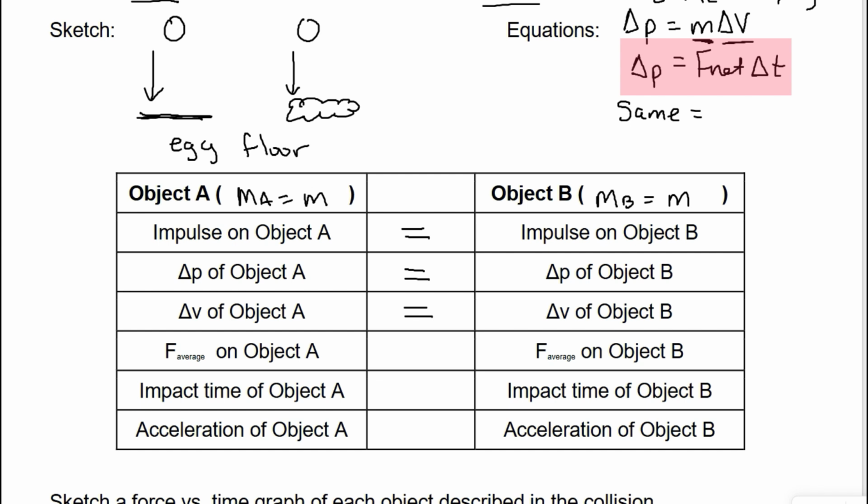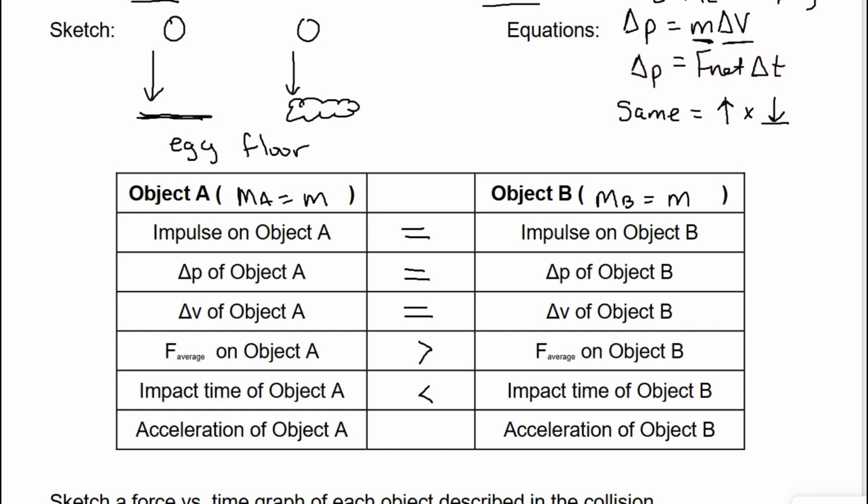Now let's consider the force. We know that the change in momentum is the same for both objects. We know that when an egg hits the floor, it's much more likely to shatter than when it hits a pillow, which implies that the force associated with the egg hitting the tile is greater than the force associated with the egg hitting the pillow. That means that the net force on object A is greater than on object B. In order to make the net force times the time come out to the same change in momentum, the change in time has to be less for object A than it does for object B.